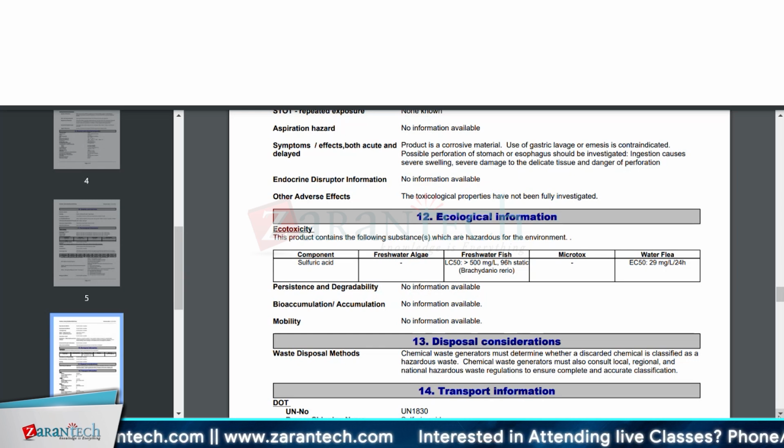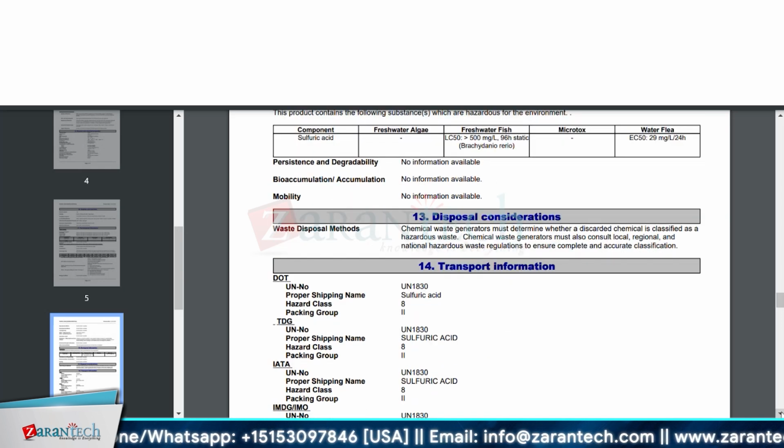Toxicology is about humans, how toxic something is. Ecological information is about how it is going to impact the plants and nature. Ecology is plants and nature, basically. Clear? And this information is provided by whom? The same toxicologists, the regulatory team only.